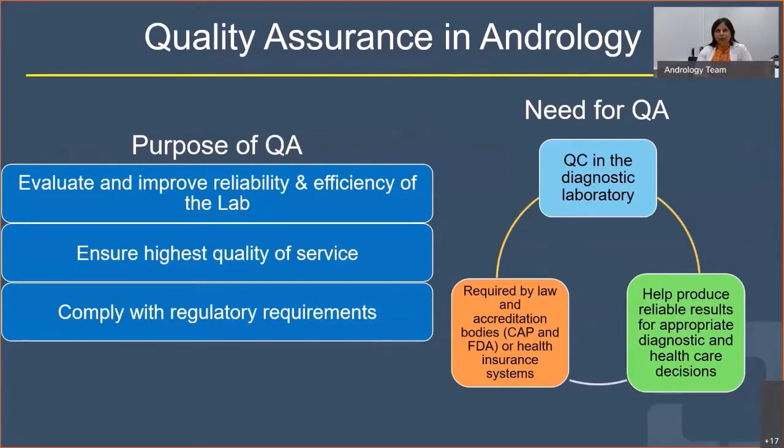So quality assurance in an andrology lab can be described as a systematic program that monitors and evaluates the quality of services which is provided to infertile couples and their treating clinicians. And there is a purpose for quality assurance in the laboratory as well as a need. So the purpose is to provide reliable and efficient services of the lab, maintaining the highest quality and complying with regulatory requirements. And the need is that it is required by accreditation, CAP, and FDA, and ultimately produces results that have applicable diagnostic, health, and healthcare decisions. Next slide.